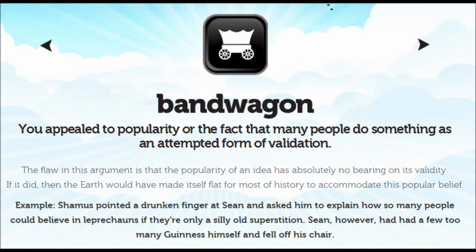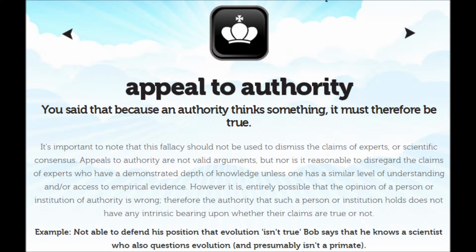15. Appeal to authority. You said that, because an authority thinks something, it must therefore be true. It's important to note that this fallacy should not be used to dismiss the claims of experts, or scientific consensus. Appeals to authority are not valid arguments, but nor is it reasonable to disregard the claims of experts who have a demonstrated depth of knowledge, unless one has a similar level of understanding and/or access to empirical evidence. However, it is entirely possible that the opinion of a person or institution of authority is wrong. Therefore, the authority that such a person or institution holds does not have any intrinsic bearing upon whether their claims are true or not. Example: not able to defend his position that evolution isn't true, Bob says that he knows a scientist who also questions evolution, and presumably isn't a primate.